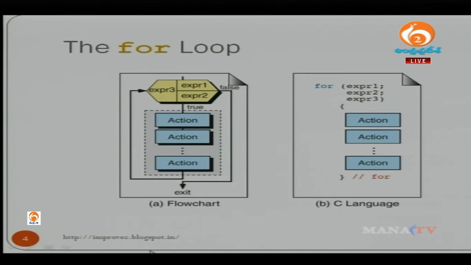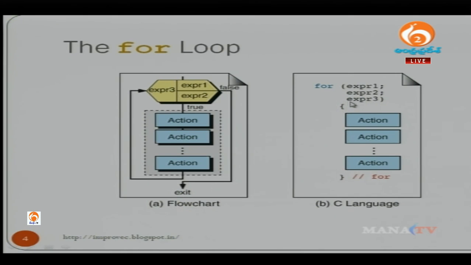Next, now we can see the flow chart for the for loop. First the first expression is executed, next the condition is checked. If the condition is false, control comes out of the for loop. If the condition is true, the statements are executed sequentially. After the last statement, control goes back.